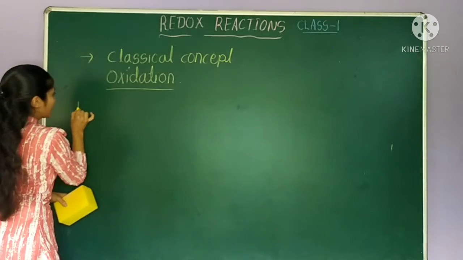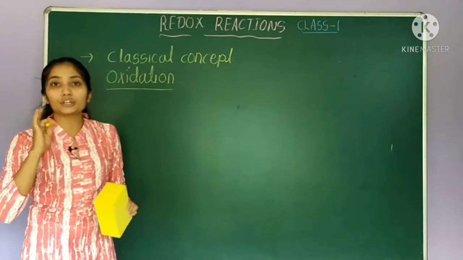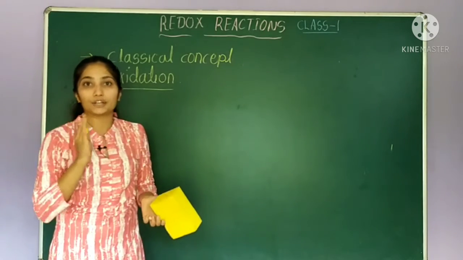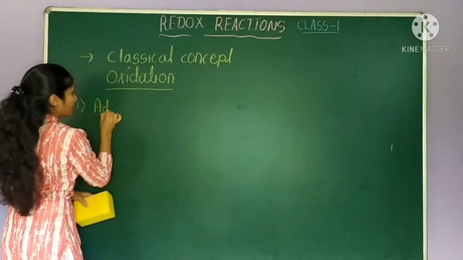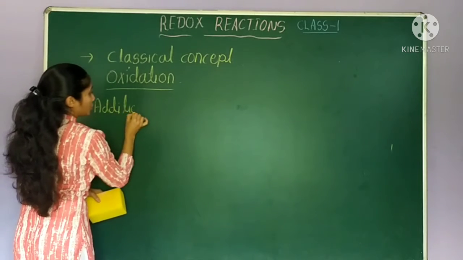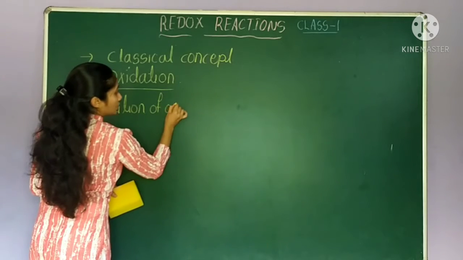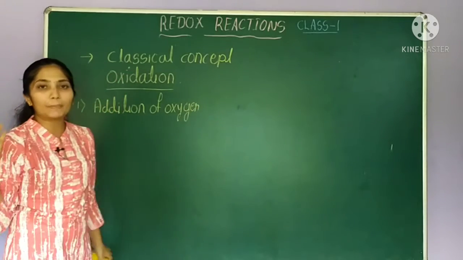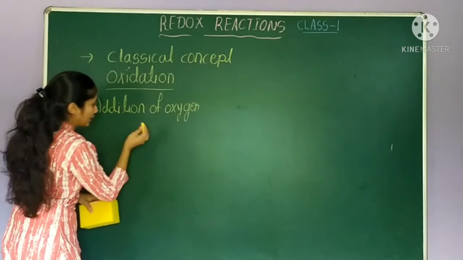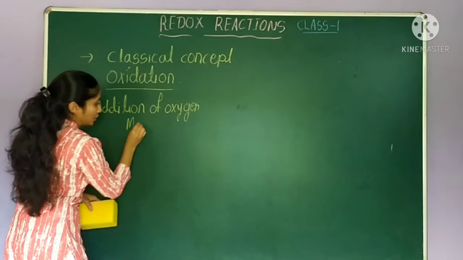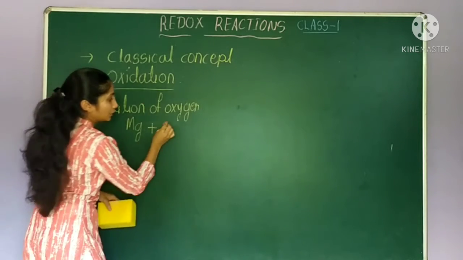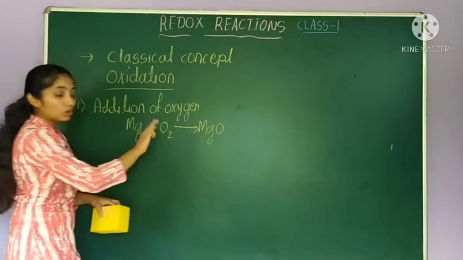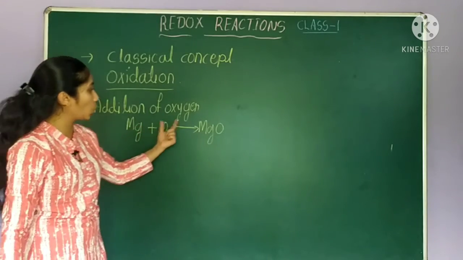Okay, first one is oxidation is addition of oxygen. Addition of oxygen is oxidation. Example, you can take any example. Let me give an example: synthesis of magnesium oxide. Mg will react with O2 to form MgO. Okay, this is not a balanced reaction, you can balance this. Mg plus O2 gives MgO.